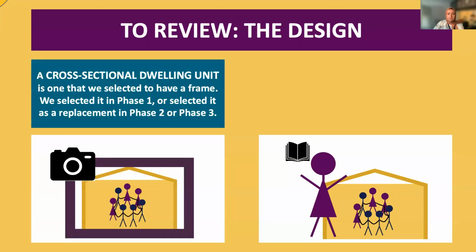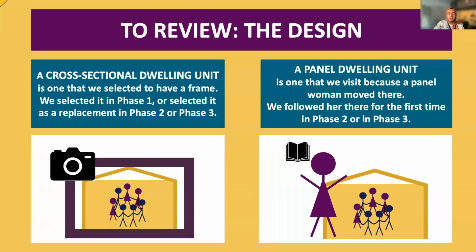We also talked about a cross-sectional dwelling unit, which is a dwelling unit that we selected to have a frame. We selected it in phase 1, or we selected it as a replacement in phase 2 or phase 3. We also talked about panel dwelling units, and these are dwelling units that we visited because a panel woman moved there. So we were following her, trying to continue her story. We followed her there for the first time in phase 2 or in phase 3.